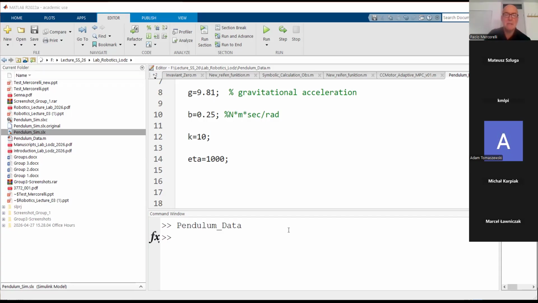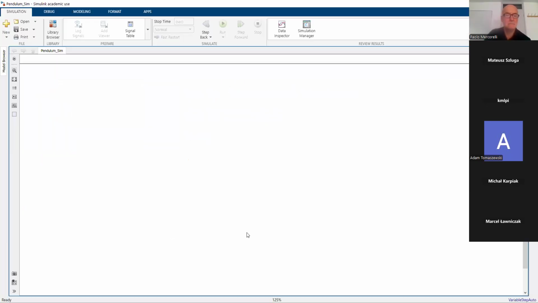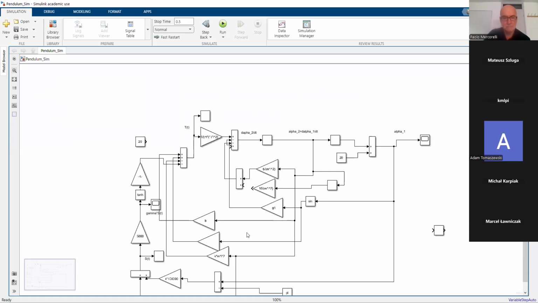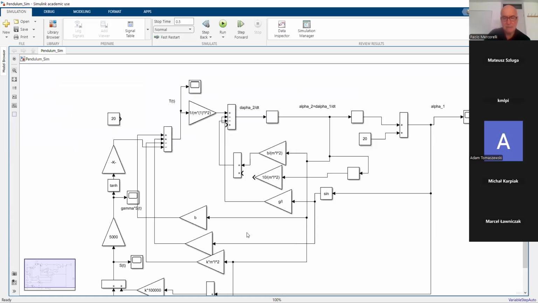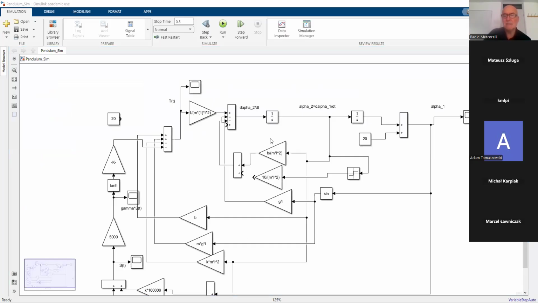Let me share now Simulink. I think you can see Simulink now. Look, an inverse pendulum, it seems to be so complicated. It is.